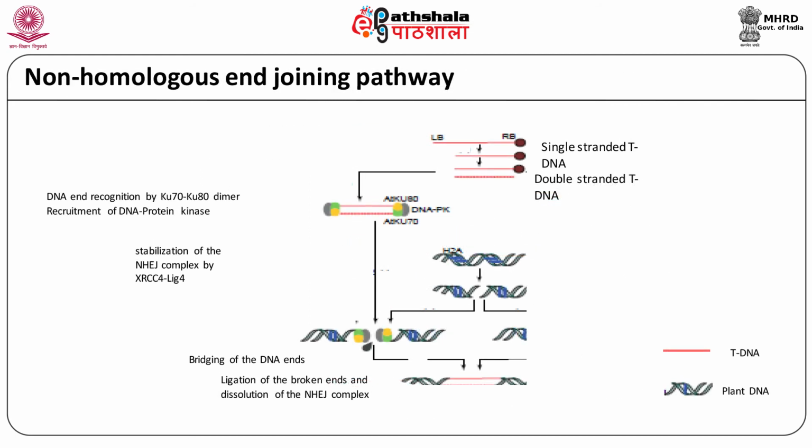In the non-homologous end joining or NHEJ pathway, Ku70, which is a double-stranded DNA binding protein that functions in heterodimer with Ku80, and a DNA-dependent protein kinase bind to the ends of double-stranded tDNA as well as the double-stranded breaks in plant genomic DNA. An X-ray repair cross-complementing protein 4, that is XRCC4, involved in bridging DNA for ligation, and a DNA ligase LIG4 stabilize the NHEJ complex, bridge the DNA ends and ligate.